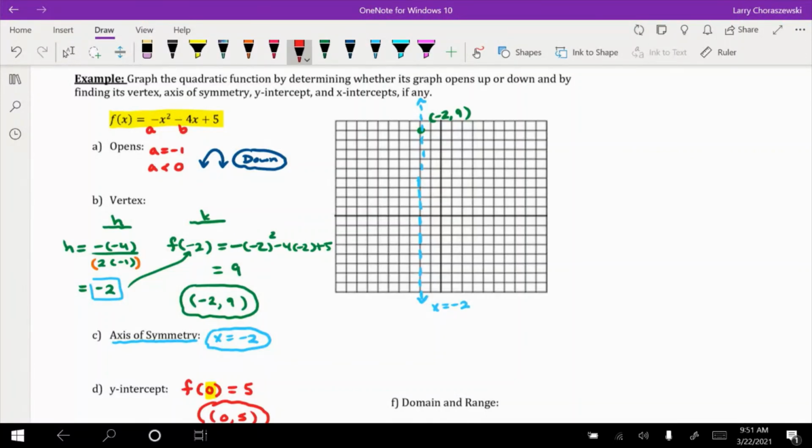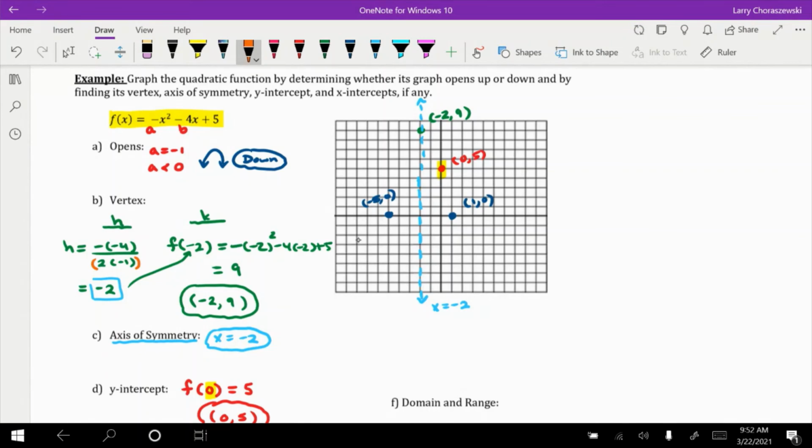We have a y-intercept of 0, 5. So let's plot that. And then we have our two x-intercepts, -5, 0. And then 1, 0. I'm going to help us deduce one more point on this parabola. And I'm going to use the point 0, 5 to help us out with that.